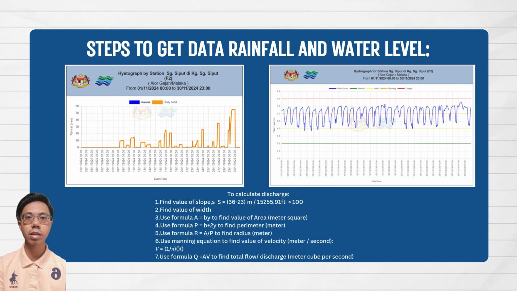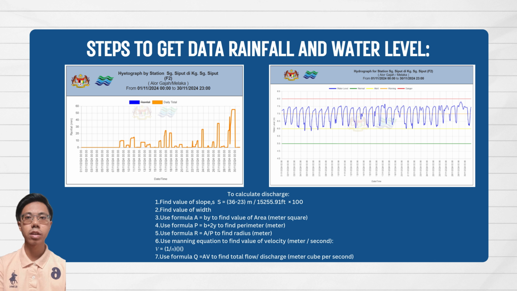The value of S can be obtained from Google Earth Pro by using the formula S equals 36 minus 23 over 15,255.91 feet times 100. The answer will be 0.085. Then, we get the value of width B from Google Earth Pro, which is 123.8 meters. The coefficient n value is 0.05.